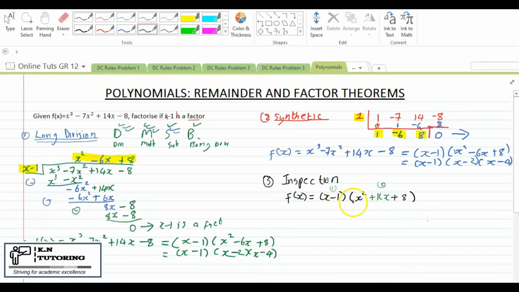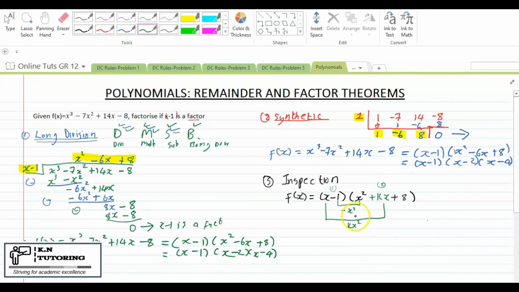Which term can I multiply from bracket 1 with a term from bracket 2 to give me a value with x squared? Okay, if I multiply minus 1 with x squared, I will get negative x squared. Then I will look at the other one. Which other term from bracket 1 can I multiply with a term from bracket 2 to get x squared? If I take x and multiply with kx, I will get kx squared.